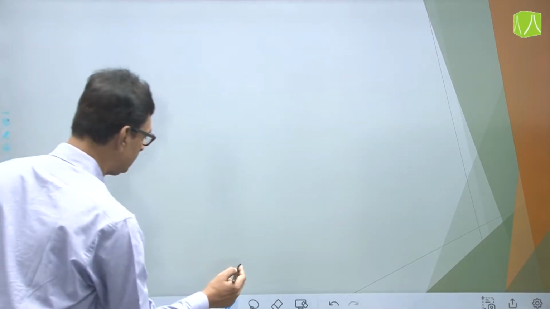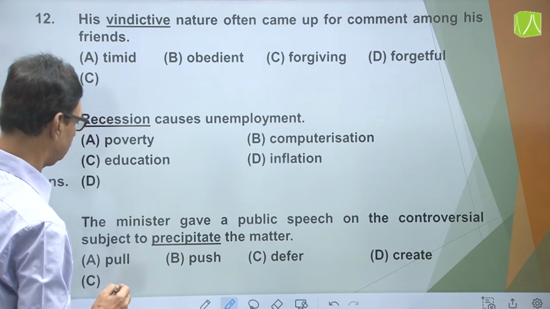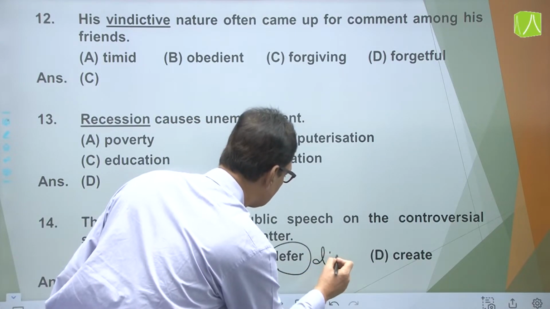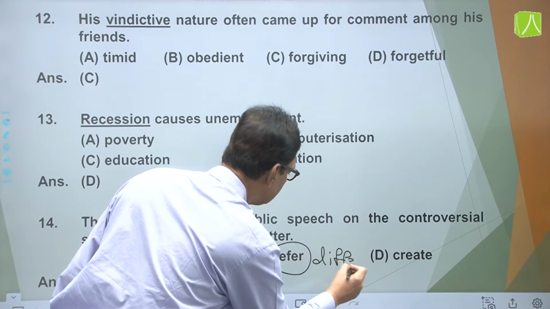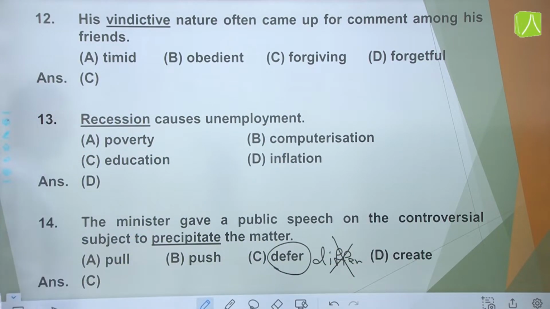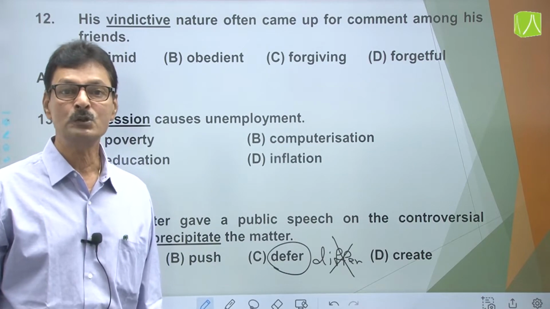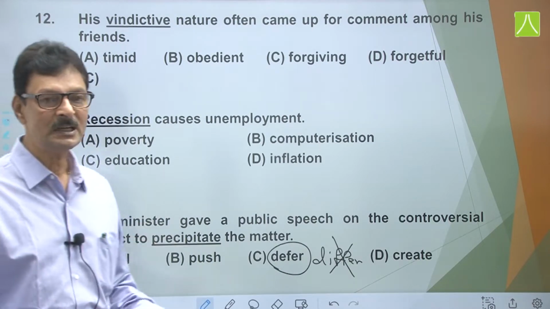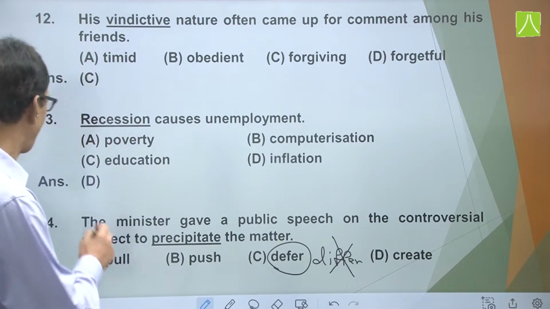Don't get confused with this defer. Nothing to do with this defer. Don't get confused over here. Correct answer is defer. Defer का मतलब होता है postpone, आगे के लिए टाल देना, and precipitate is to initiate, जल्दी से करना.